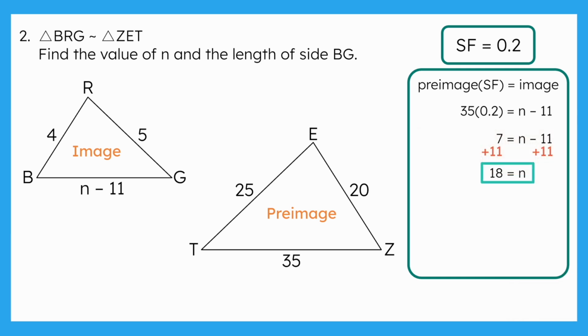Solving the equation gives us 18 equals n, and 18 minus 11 is 7, so side BG is 7 units long.